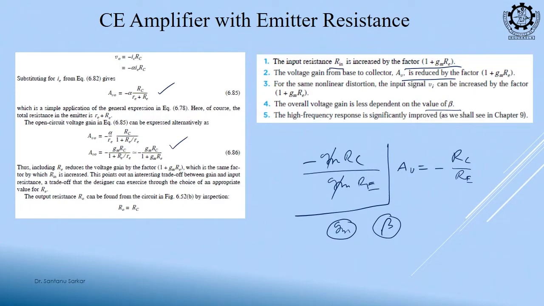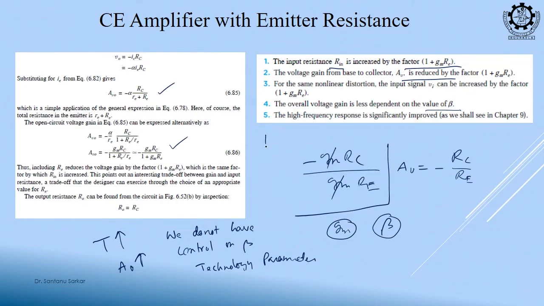Then what is the advantage? We do not have any control on beta. This is a technology parameter, right? This parameter we do not have any control on. What is the meaning? Then we do not have any control on gain. Suppose temperature is changing, so our gain will also change, we have no control.